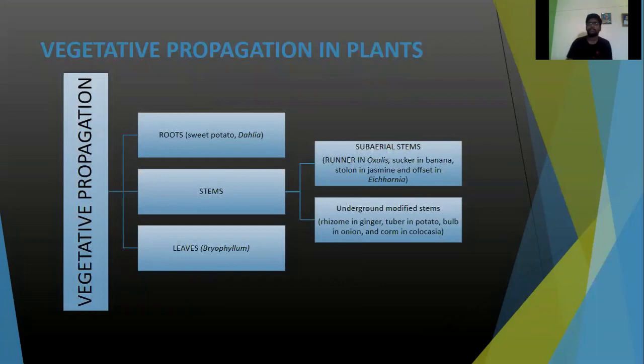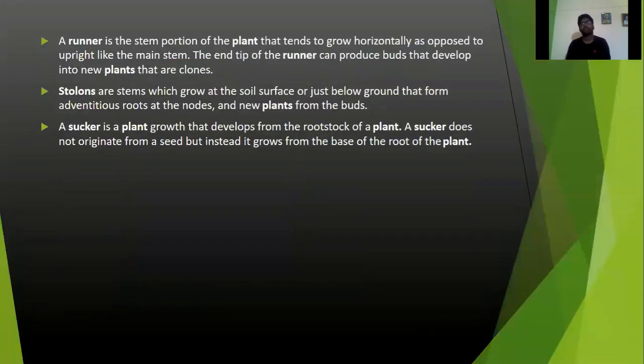If you see, a runner is a stem portion. This one is based on the subaerial stem or subaerial modified stem, which helps in vegetative propagation. Actually, if we see offset, runner, sucker, and stolon, all these four are the same. But if we compare them, there are a lot of differences.